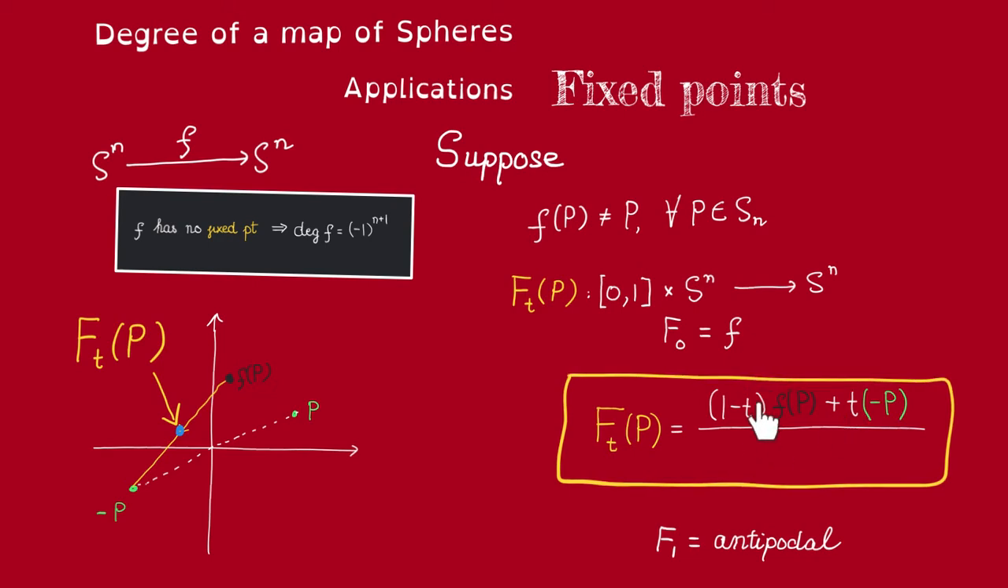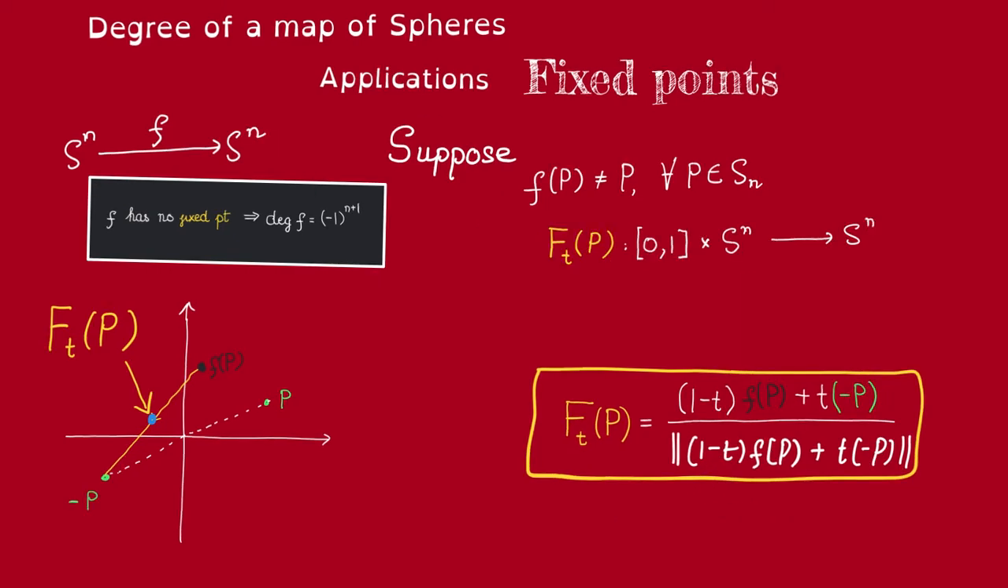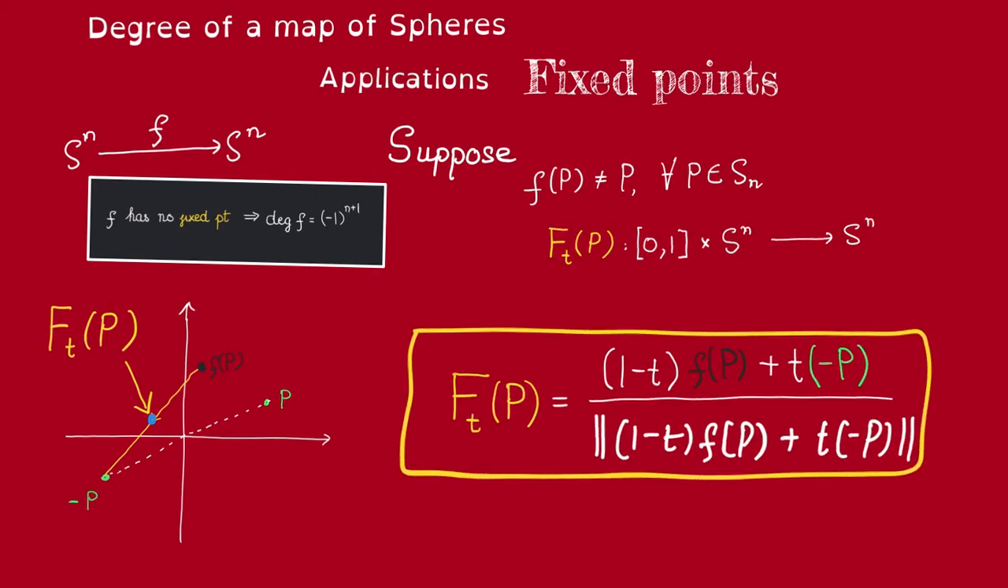Well, what is wrong with this answer? Observe that for these maps F_t in this family, their images do not lie in S^n, because the norm of this is not necessarily 1. So to ensure that this image lies inside S^n, we'll need to divide this by its norm. Is this now a good answer? Well, there is one issue. How do we know that this norm will never be 0? We can't divide by 0, right?